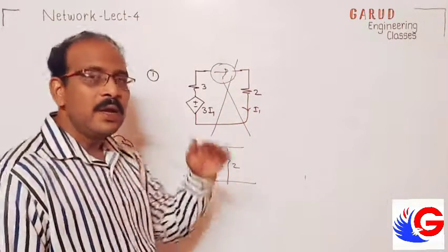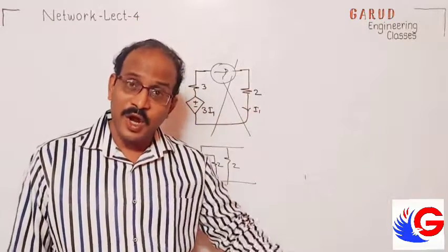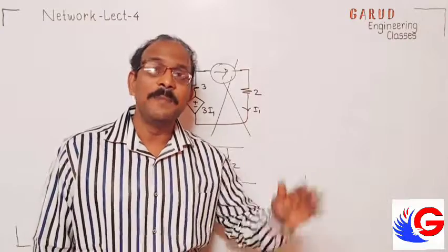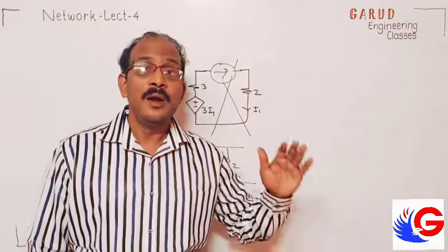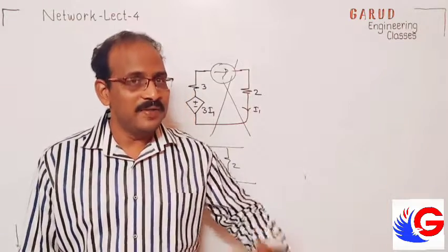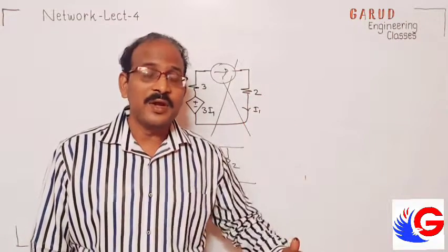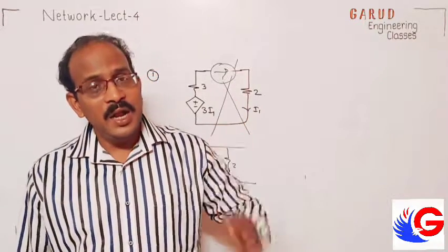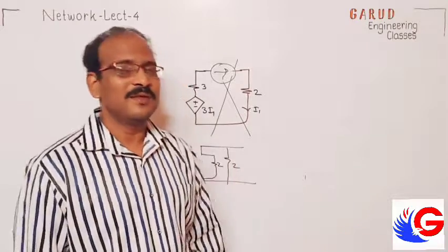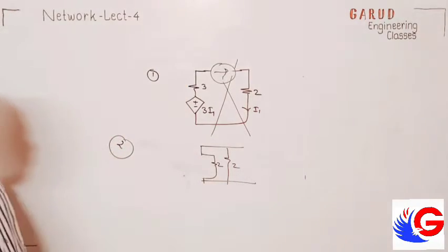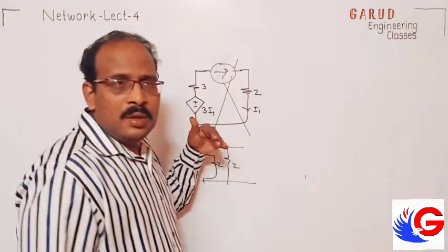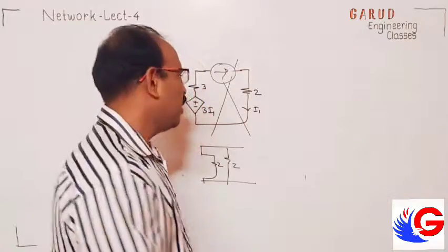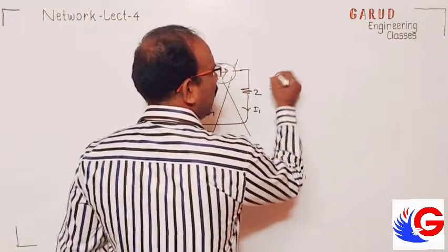So in short, dependent sources cannot be presented as a short circuit or open circuit like independent voltage sources or current sources. I repeat, dependent sources cannot be presented as a short circuit or open circuit. Correct? So these are the rules. Now, third rule is what? Now while solving, suppose this type of network is there.